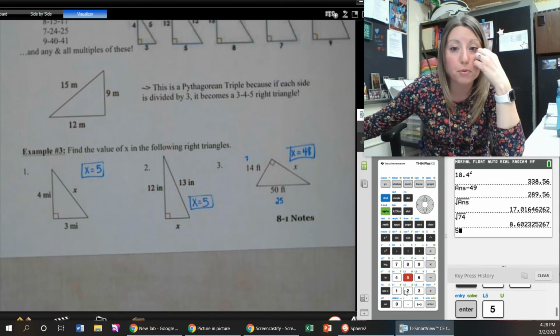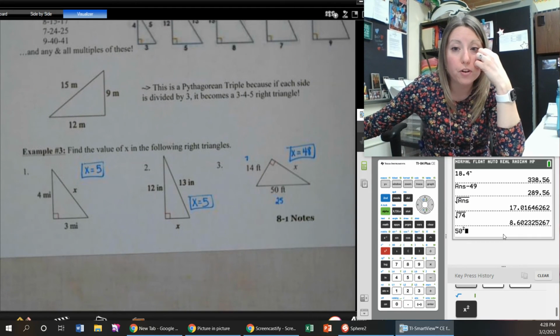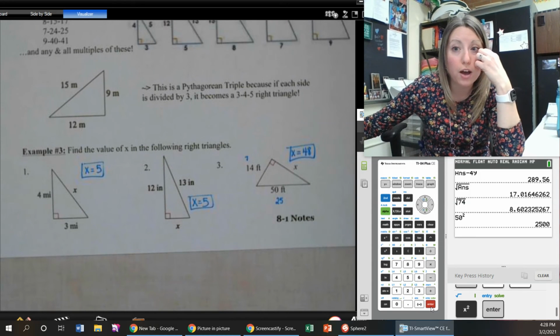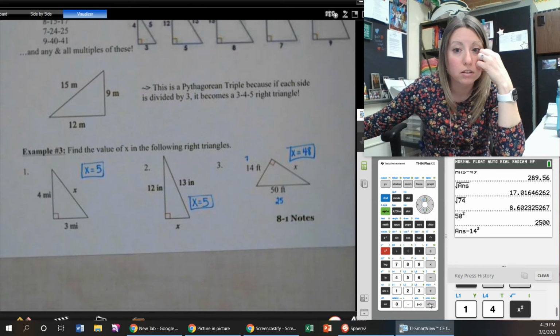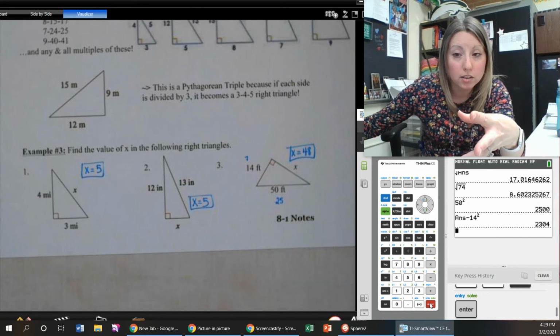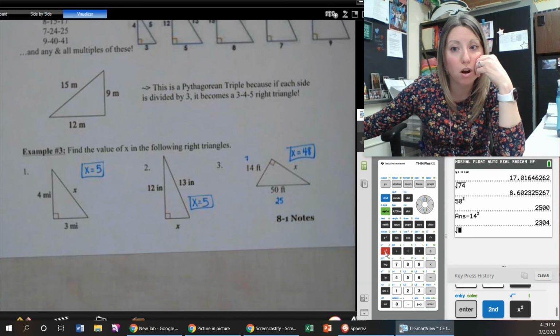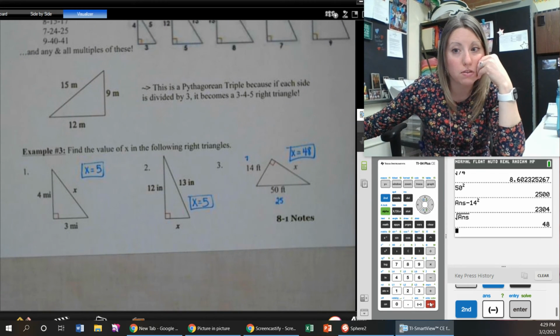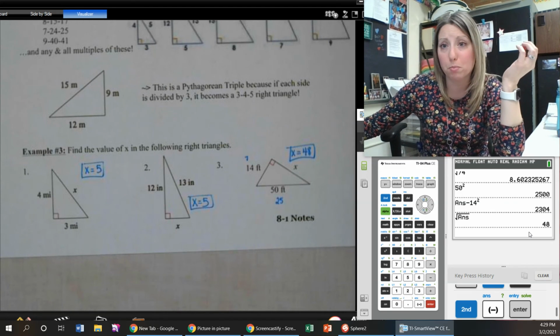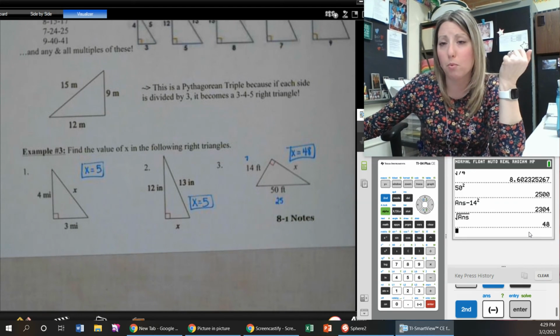Now, could I have Pythagorean theoremed this? Yes. So 50 squared is 2,500. Now subtract 14 squared from that, and this is what's left over, right? Because 14 squared is right here. Take the square root of that. So second, no negative, gives me that answer in there, and boom, because this is a perfect square. Now, did I know that was a perfect square before today? No. I wouldn't have recognized that perfect square off the top of my head.